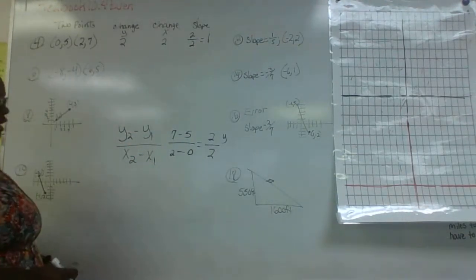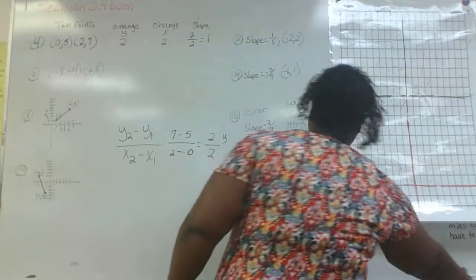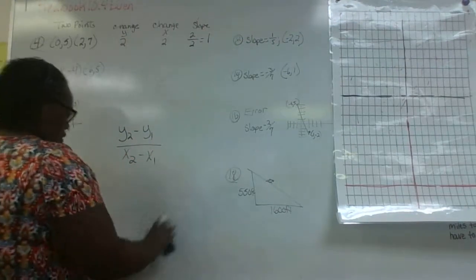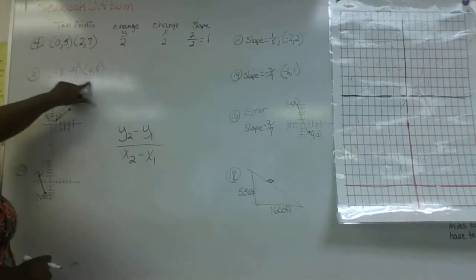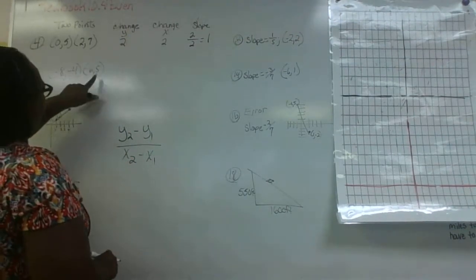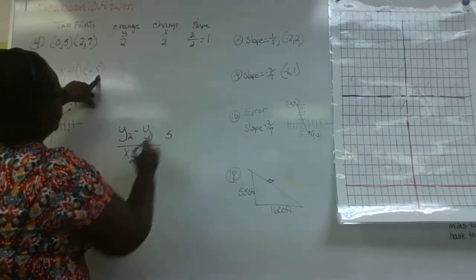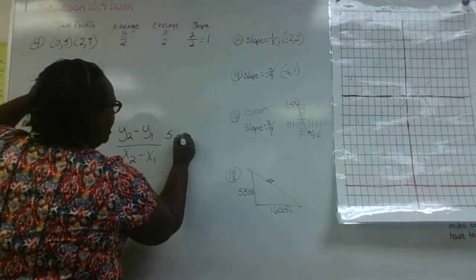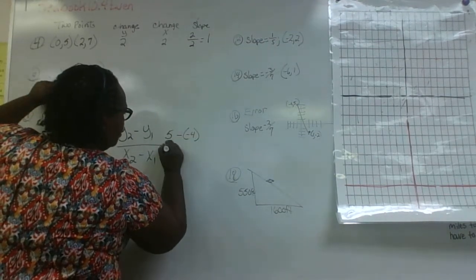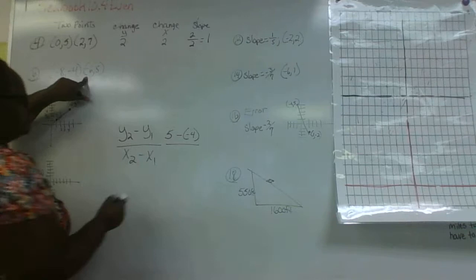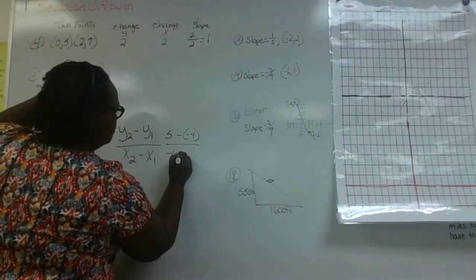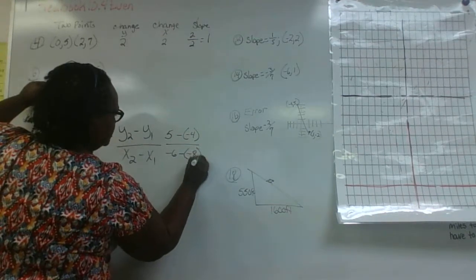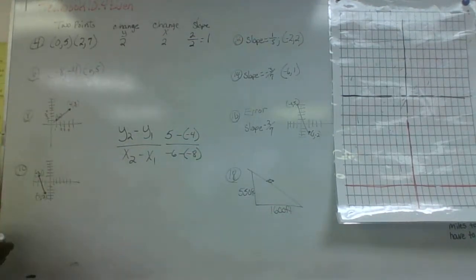All right? Let's take a look at our next one. Here's our second coordinate. So our y2 is 5. Our y1 is a negative 4, so it's minus negative 4, over our x2 which is negative 6, minus our x1 which is negative 8.